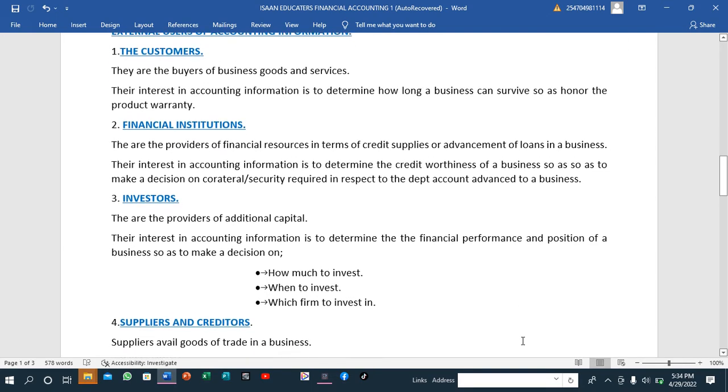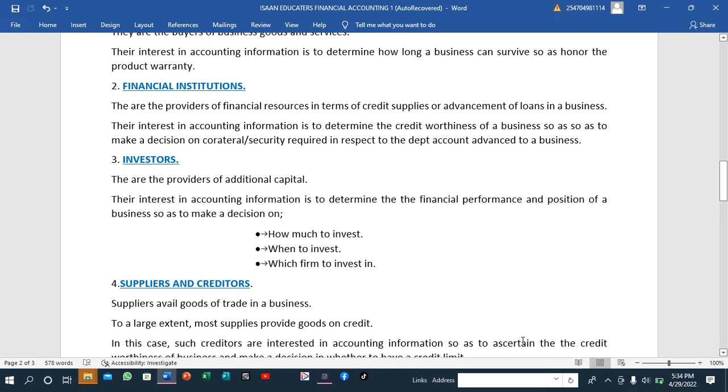So then we have the investors. Basically, these are the providers of additional capital. Their main interest in accounting information is to determine the financial performance, as well as the position of a business, so as to make a decision on how much to invest, when to invest, and which firm to invest in. If you are an investor, you have to identify a company or a business that is doing very well, so that you can identify how much to invest. If a company is dealing with millions of money, it means that you are going to invest more money in that company. So when to invest?